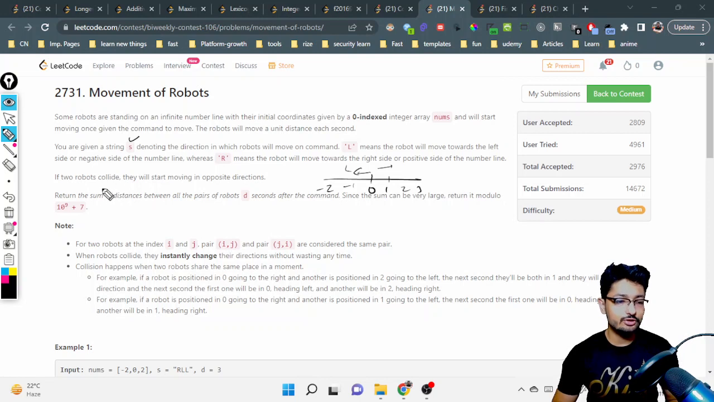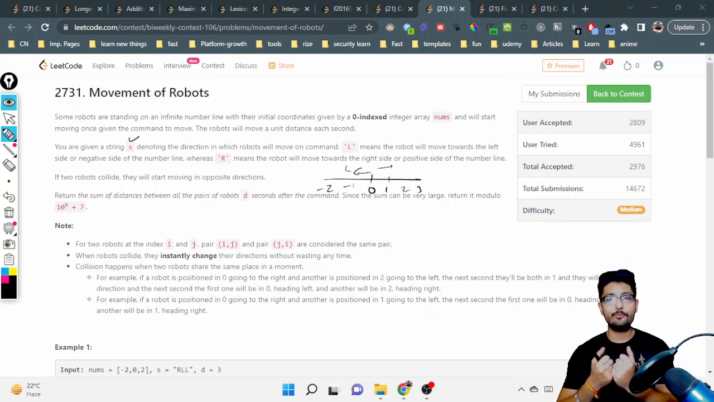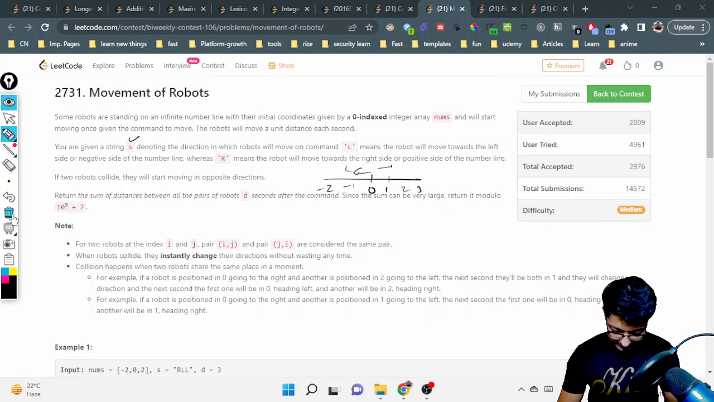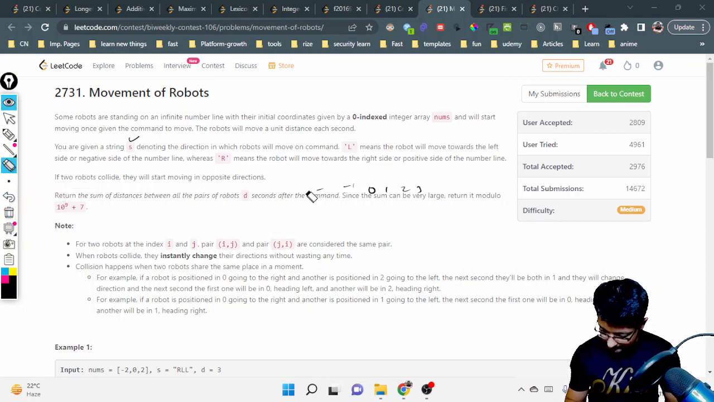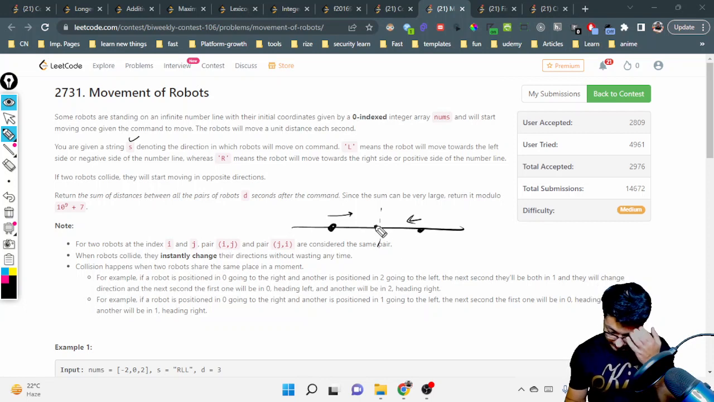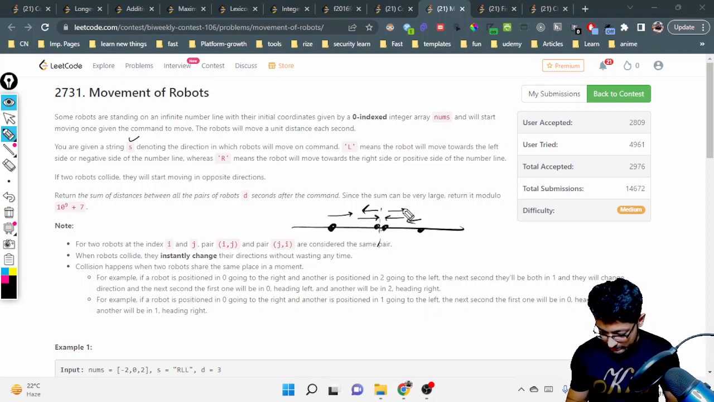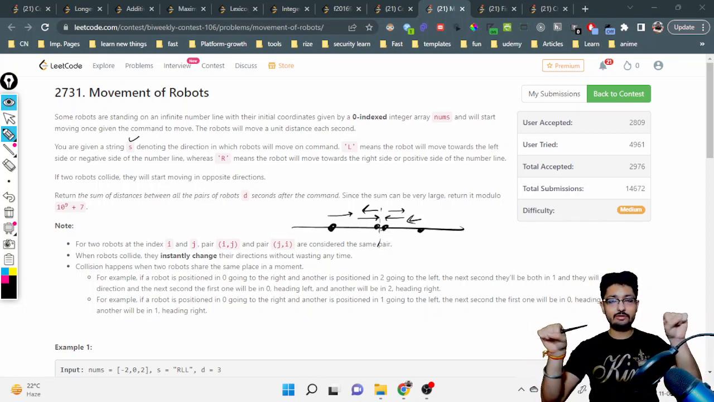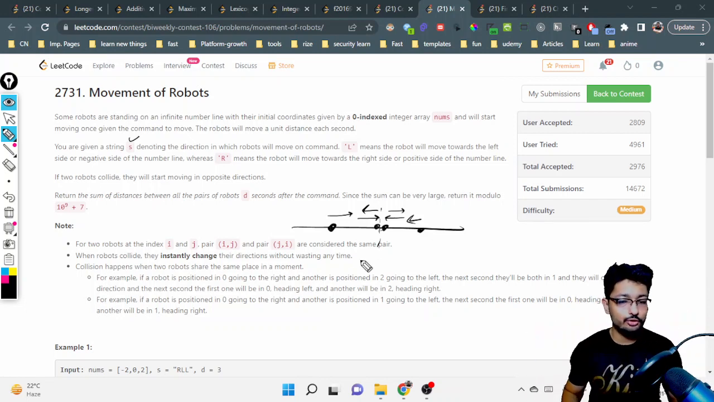Now the whole problem statement goes like this: there are multiple robots moving on this number line, and if two robots collide, they'll bounce in the opposite direction from which they're coming. So let's take an example. Let's say there is one robot coming like this, and another robot coming like this. They meet at this particular position, they both collide, and then they turn. This one was moving in the right direction, and this one in the left direction, but now they collide and switch their directions. Now they start moving to the left and to the right, and they bounce off. Just a pure collision type of thing.